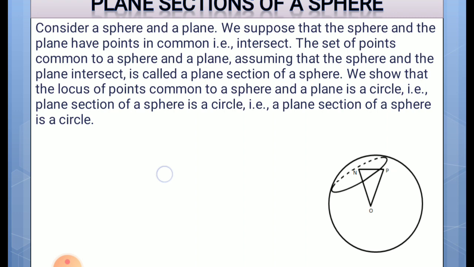We can prove it also. We show that the locus of points common to a sphere and a plane is a circle. Locus of points common to the plane and sphere, that means plane section. That means the plane section of a sphere is a circle.